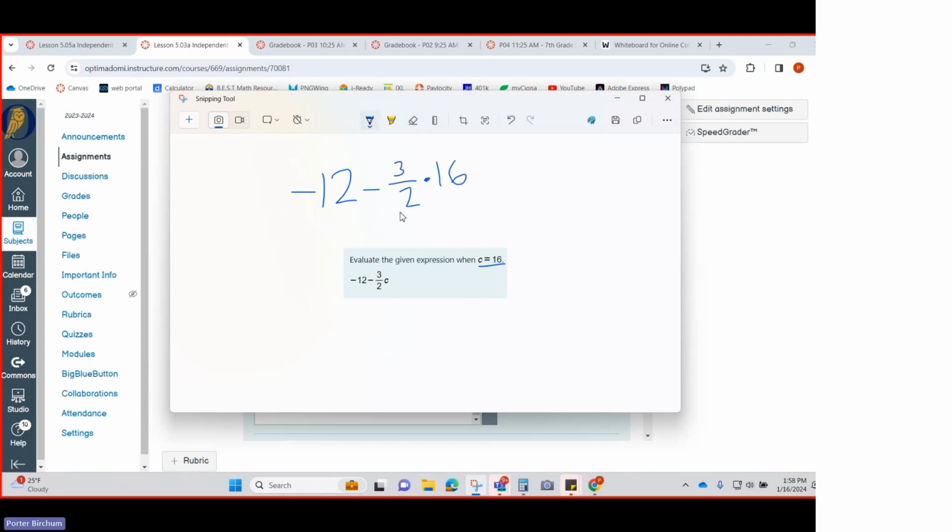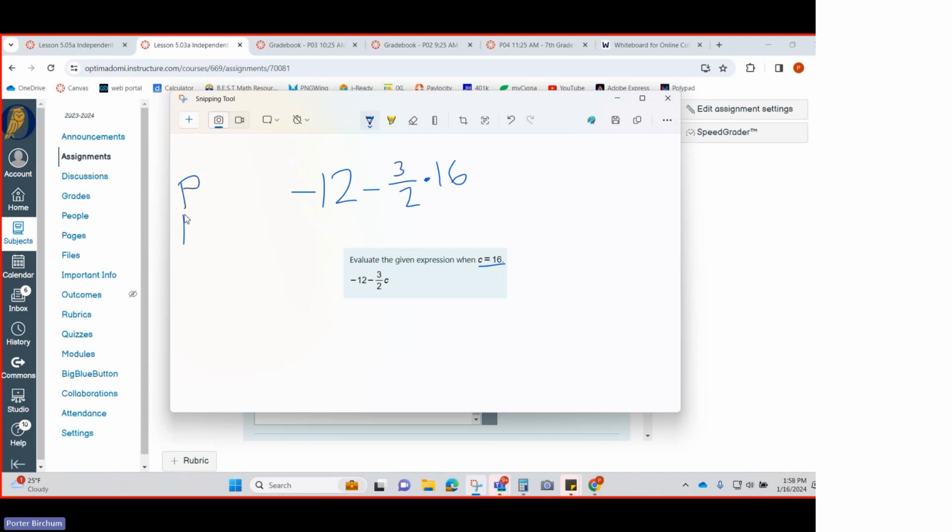Now that I just have numbers, let's do some math. Now, your numbers will be different than my numbers, but they will be almost the same. And everything else will be almost the same. So you can use similar steps to solve your question. I have negative 12 minus 3 over 2 times 16. 3 over 2, that's the same as saying 3 divided by 2. So let's read this again. Negative 12 minus 3 divided by 2 times 16. What do I do first?